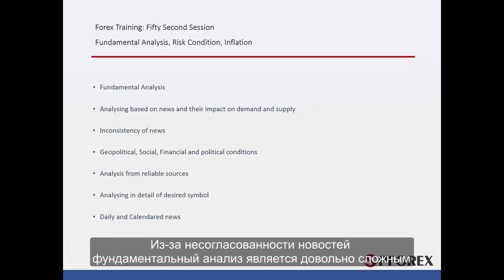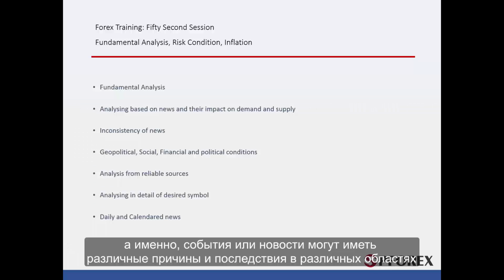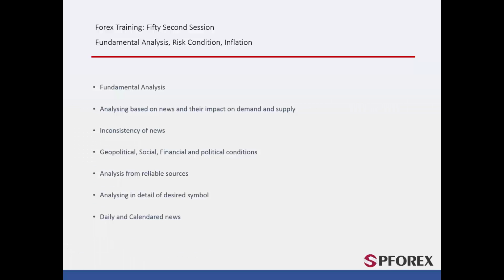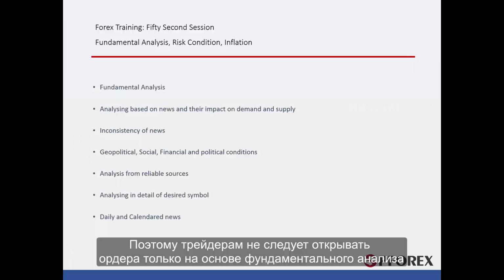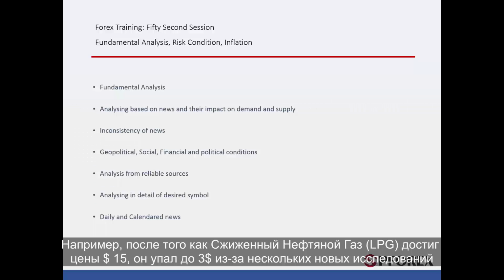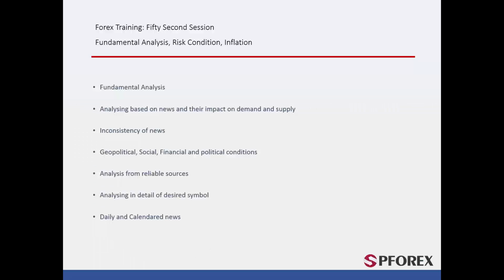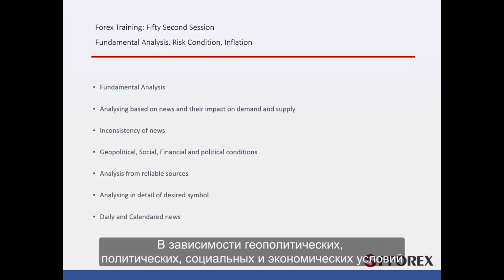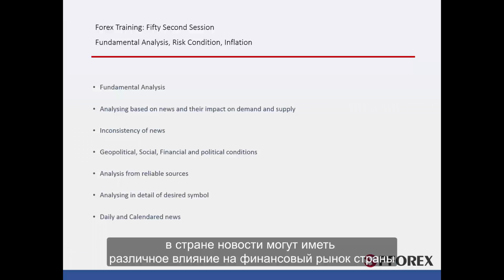Due to news inconsistency, fundamental analysis is quite complicated. Namely, an event or news story may have various reasoning and consequences in different regions. As a result of news inconsistency, traders should not place an order only based on fundamental analysis. For instance, after liquefied petroleum gas, LPG, reached $15, it has dropped around $3 because of several new PITS investigations. Based on geopolitical, political, social, and economic conditions of a country, news may have different influence on the financial market of the given country.